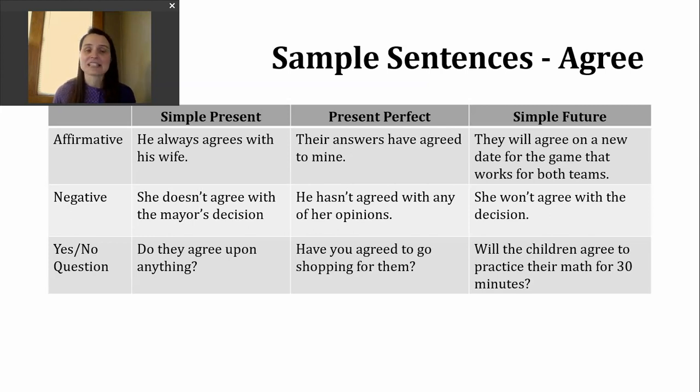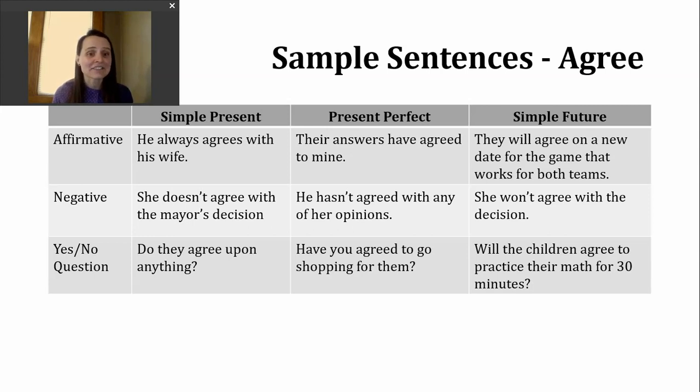In the affirmative, I have a sentence here. He always agrees with his wife. Okay, so that is his habit or routine. And you'll notice here I'm adding an S to the verb because my subject is he. And in the simple present affirmative, we always want to do that with subjects like he, she, and it. There is no S with I, you, we, or they.